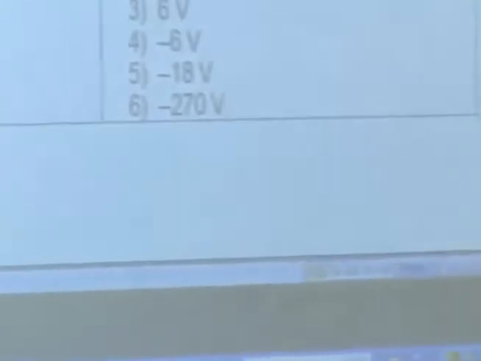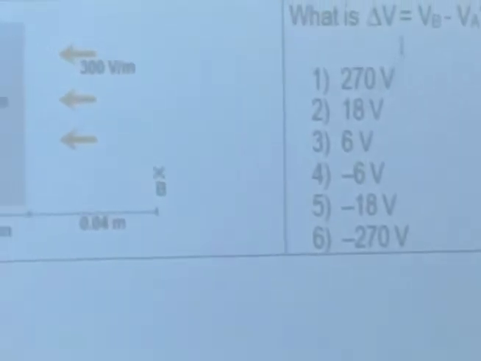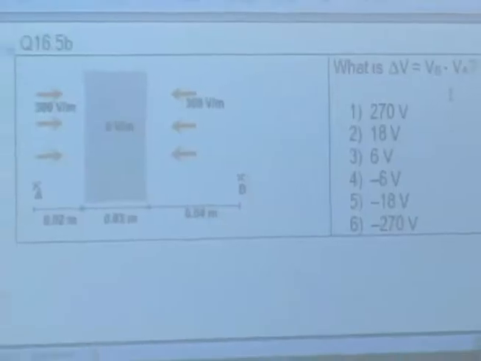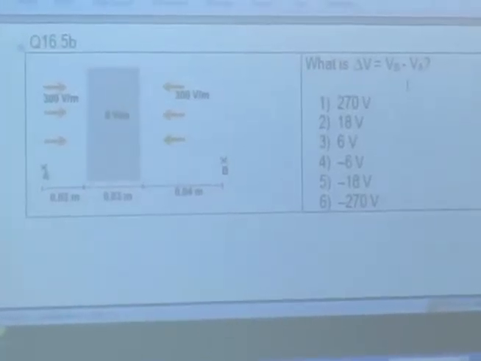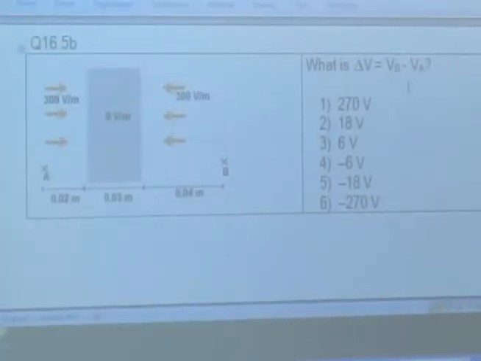So let's try it. Based on what we just did, see if you can calculate delta V, the potential difference VB minus VA, which is the path that goes from where to where? A to B, right? Final minus initial.